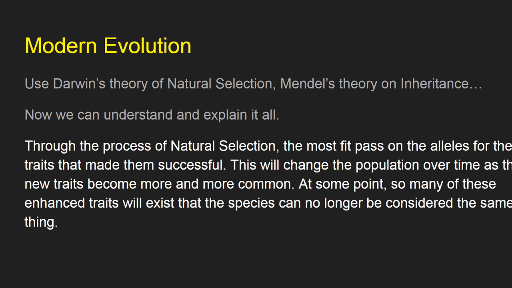Now, what that's going to do if you compound this generation after generation is it's going to change the genetics of the population. It is going to increase the amount of some alleles in that population. Ultimately, you are going to have something that is now so different that you can no longer consider it the same thing that it once was.